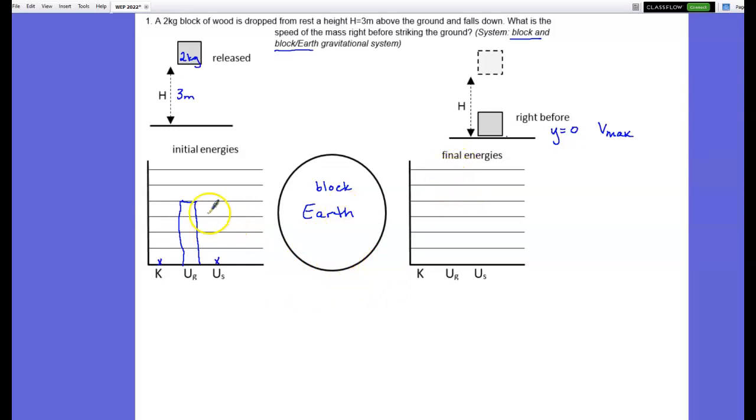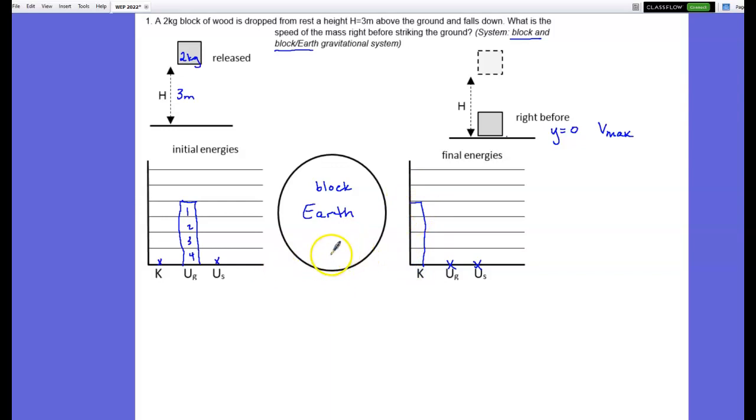Final energy. Well, if I've got 1, 2, 3, 4 blocks of energy over here, and there's no energy in or out, then that means I have to have 4 blocks here. Well, y equals 0, so there is no gravitational potential energy, and there's still no spring energy. And so it all has to be kinetic. So why does that help me?